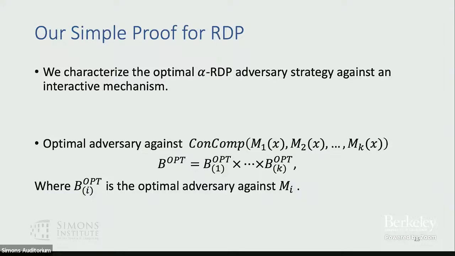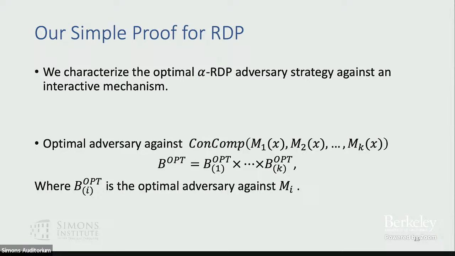We prove this by characterizing the optimal alpha RDP adversary strategy against an interactive mechanism. So this is the optimal strategy against one interactive mechanism. Then we also characterize the optimal adversary against the concurrent composition of the K mechanisms, which shows that it can be decomposed as the optimal adversary against each mechanism independently. The overall optimal adversary can be viewed as a product of this set of optimal adversaries.